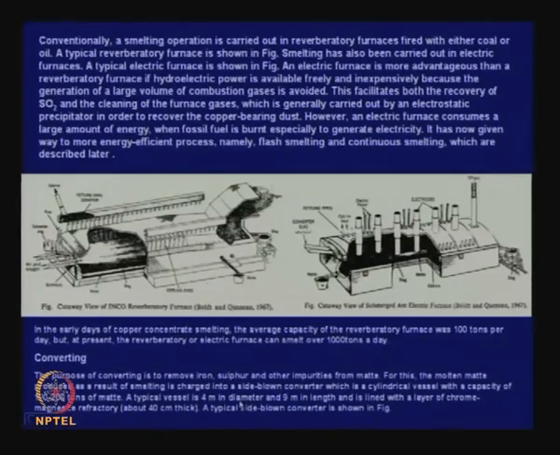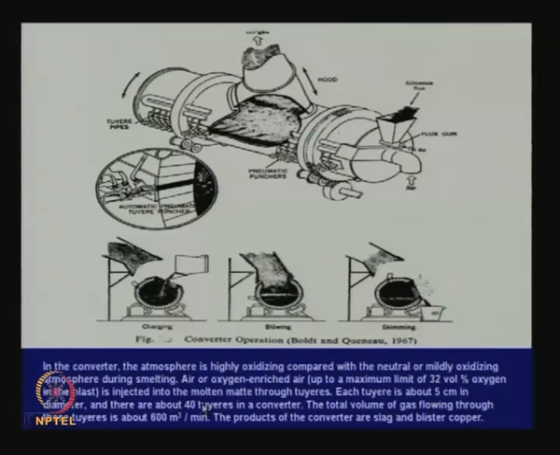A typical vessel will be 4 meters in diameter, 9 meters in length. So, it is a big cylinder and is lined with a layer of chrome magnesite refractory about 40 centimeter thick. Now, the next figure shows you a typical side blown converter. This is the cylindrical vessel. There are pneumatic punchers, so that it can be rotated if necessary. This is the hood. This is necessary because you will have to pour out blister copper. So, that thing has to rotate.